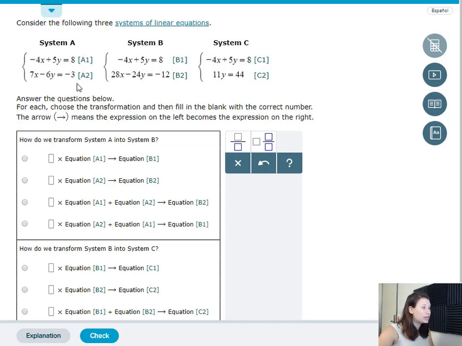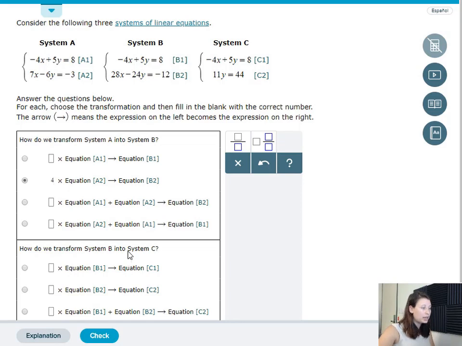So then let's look at A2 to B2. 7x minus 6y equals negative 3. That definitely has a difference, right? 7 to 28, that's 4. So let's make sure the rest of the equation has a 4 difference. Negative 6 times 4 is negative 24. Negative 3 times 4 is negative 12. So that just means we changed A2 to B2 by multiplying by a 4.